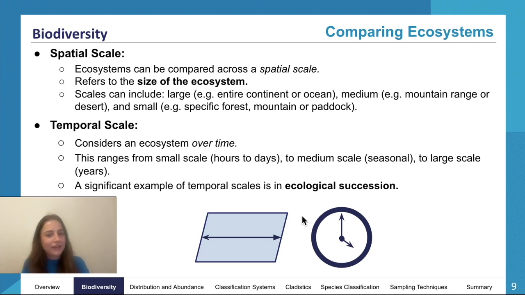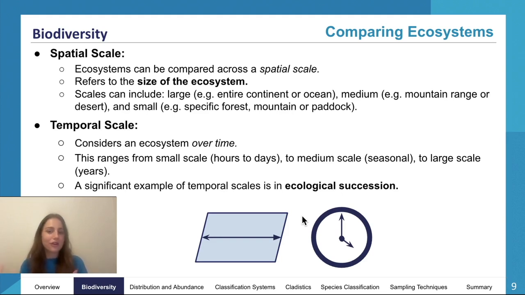Ecosystems, as you might expect, can range a lot in size. They can be massive or really small. For example, small areas like specific forests, mountains, and even paddocks that you see at farms can be classified as an ecosystem, but you can keep going and getting bigger. These paddocks are a part of a medium-scale ecosystem, such as a mountain range or a desert. And then this just keeps expanding. You get large scales like entire continents and oceans.